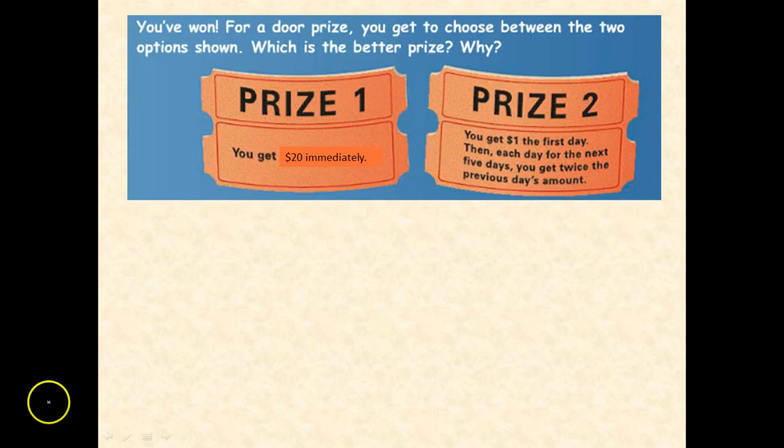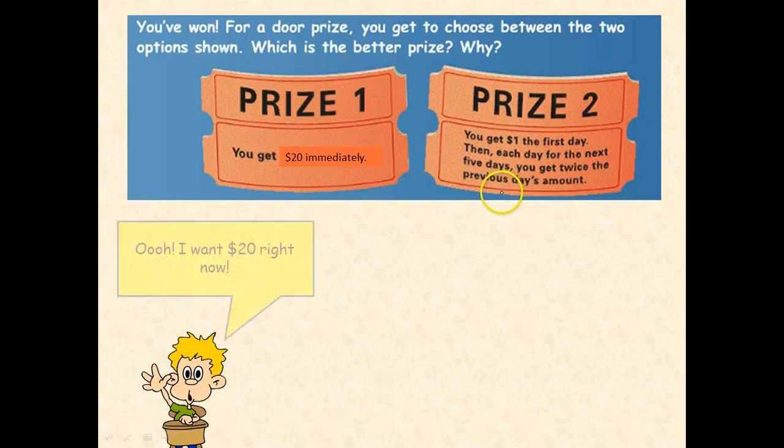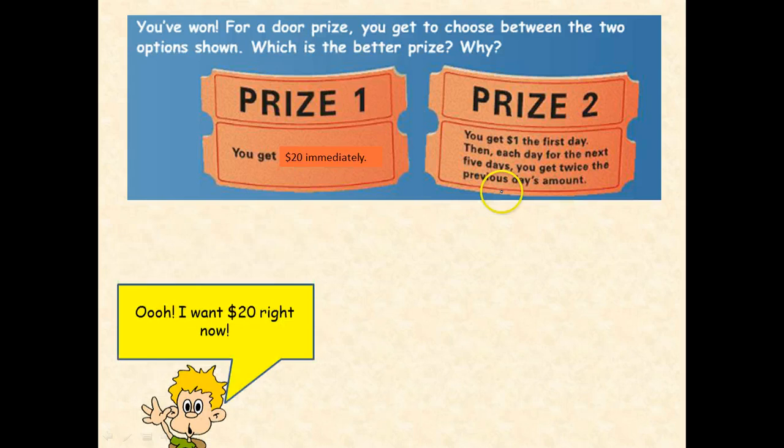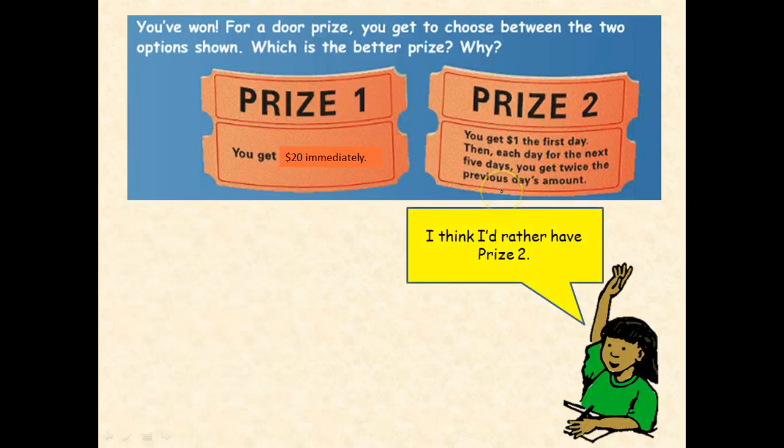So here's a door prize, and you get two choices. You can either get $20 immediately, or you can get $1 the first day, and then each day for the next 5 days you get twice the previous day's amount. Oh, you'd like that, would you? All right, well, let's see who's right.